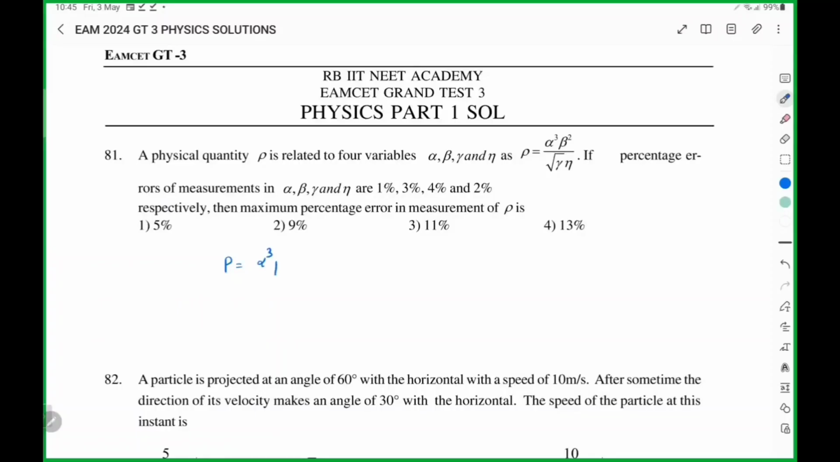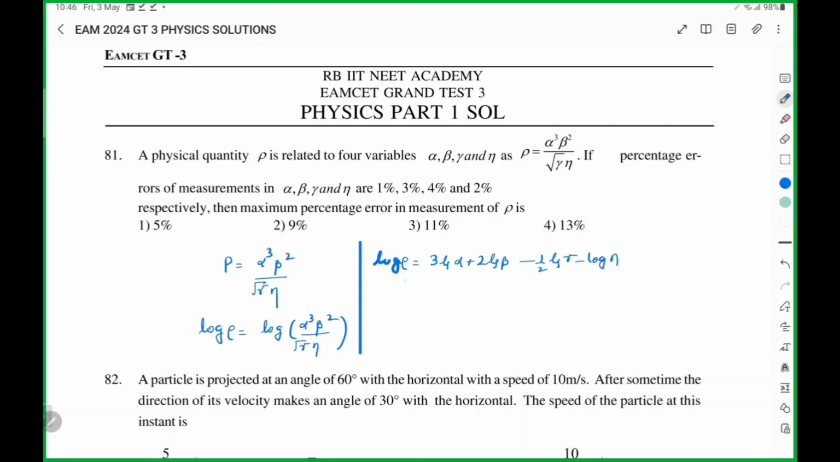rho is equal to alpha cube beta square by root of gamma n. Log rho is equal to log of alpha cube beta square by root gamma. So here log rho is equal to 3 log alpha plus 2 log beta minus half log gamma.